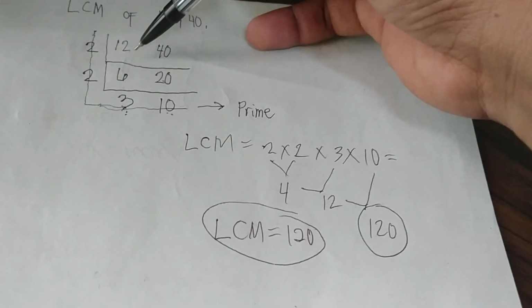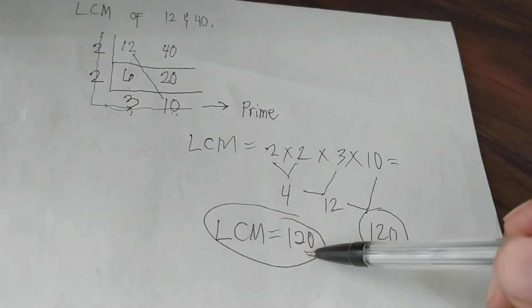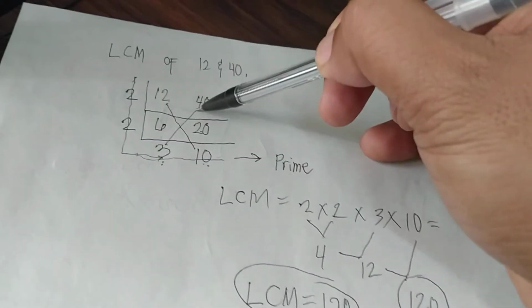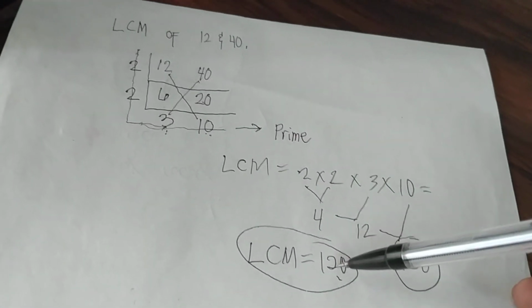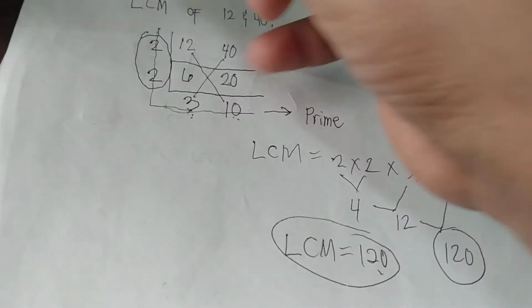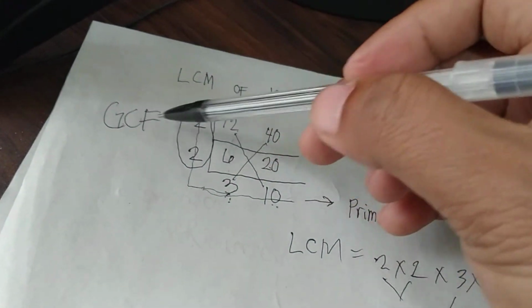When you multiply 12 times 10, the answer is 120. And if you multiply 3 times 40, the answer is still 120. And this one right here is the GCF, the greatest common factor.